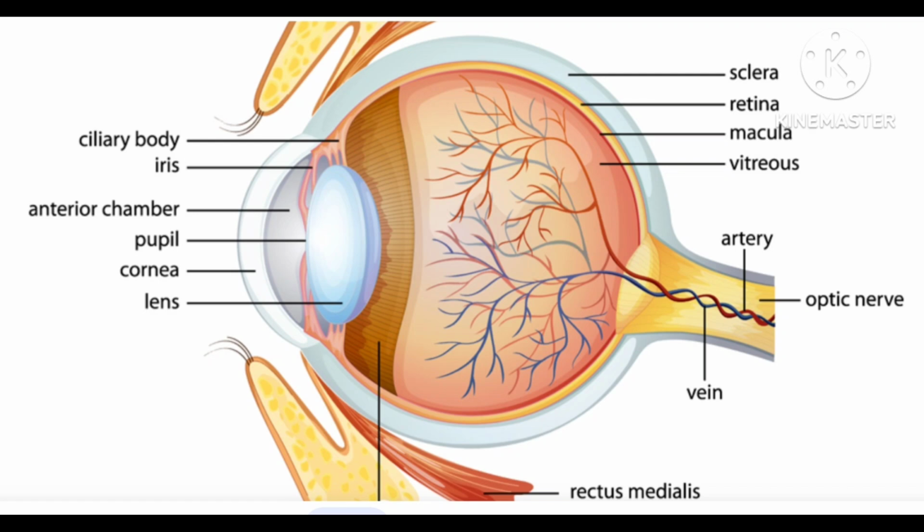And at the junction of the retina and the optic nerve, there are no rods and cones. So that area is called the blind spot. And outside the eyeball, there are some structures which are called extraocular structures or ocular adnexa.